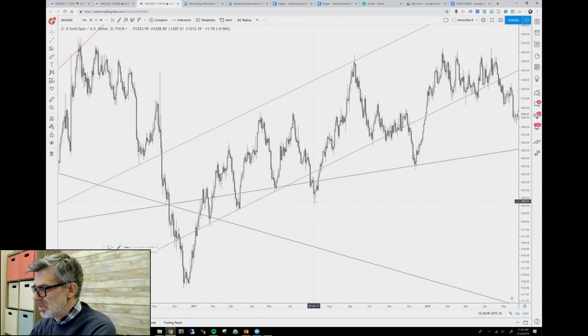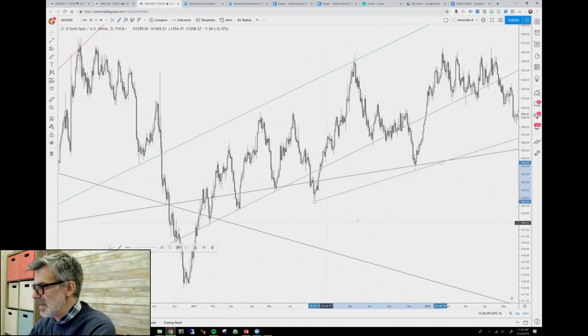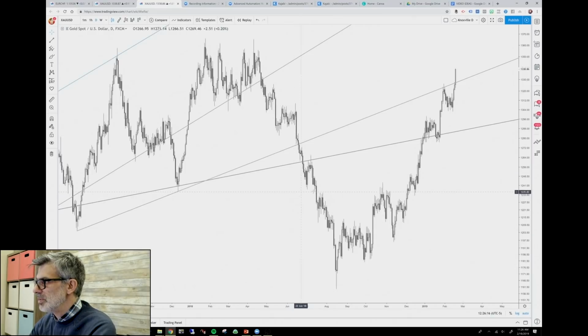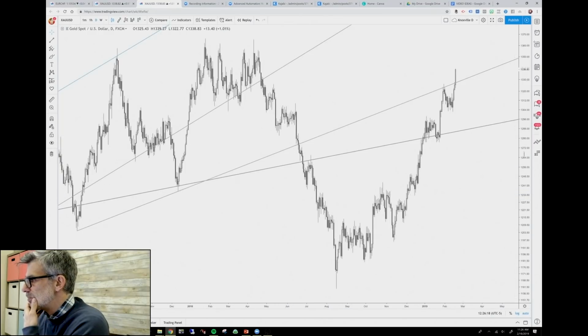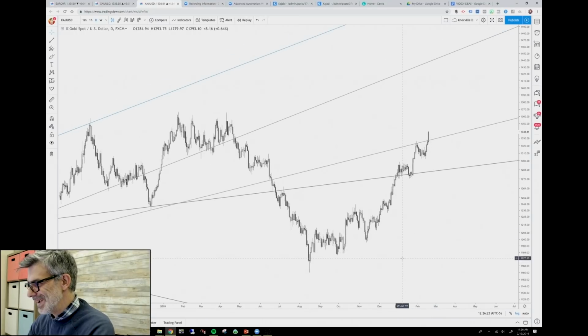Let's keep drawing some levels here. We don't want that to be blue. We want that to be gray. And we're going to see if we end up in the present day with some profit targets. Wow, there we are. Wow, look at that. Okay. We've got some targets on price. Present day, here we are. We're at one of those targets right now and just jumping above it.